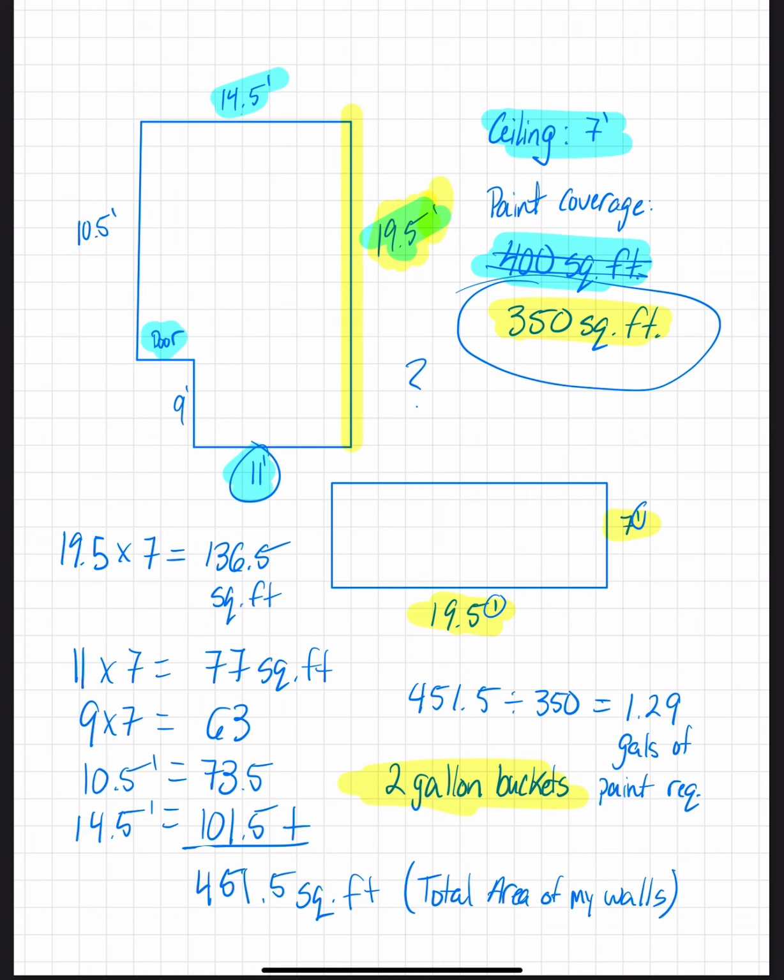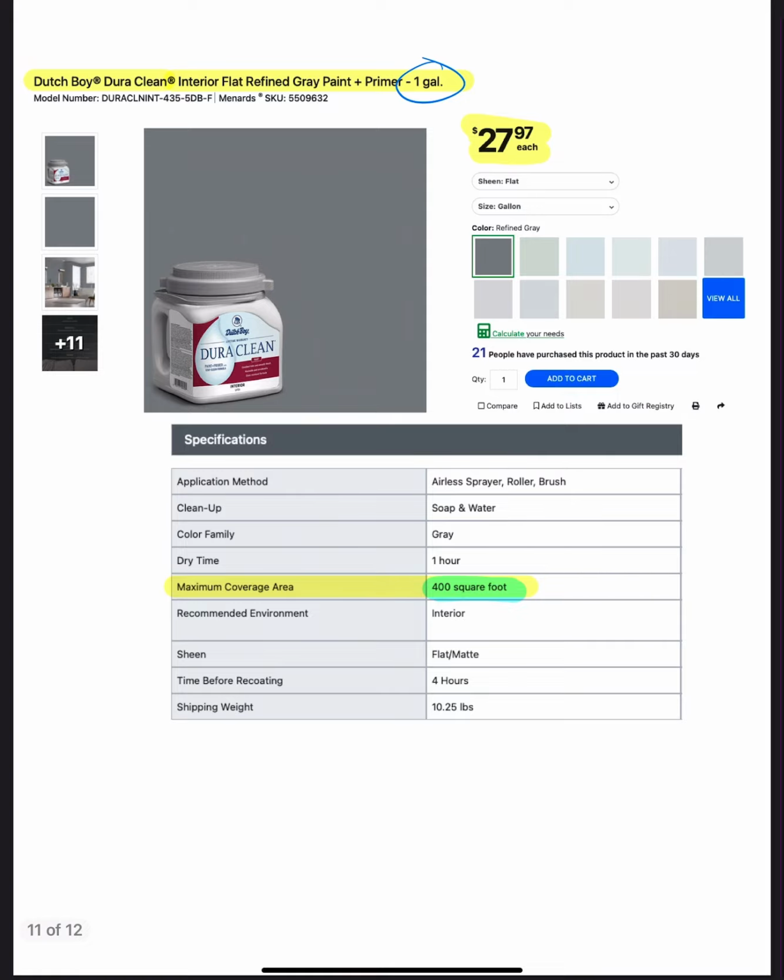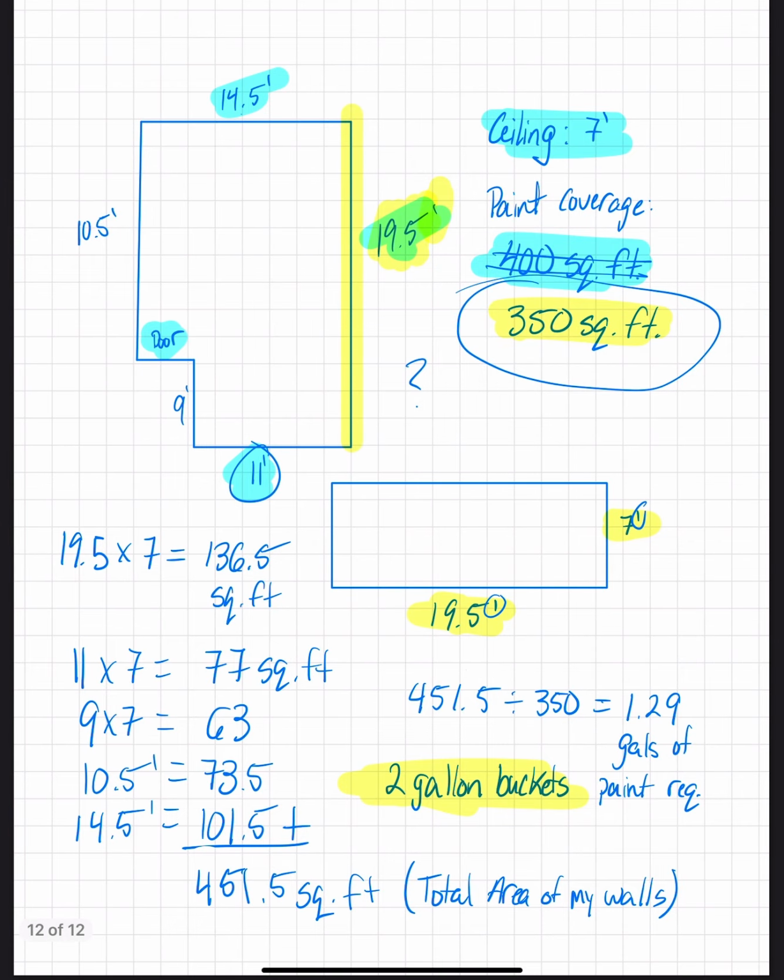2-gallon buckets. And just for fun, how much am I going to have to spend in order to paint my room? Well, my cost here was $27.97, not including tax. All right. So I'm going to do 2 times 27.97, and that's going to give me, again, calculating this out on the side here, $55.94 plus tax. So I'm going to be spending around $60 in order to paint my room.